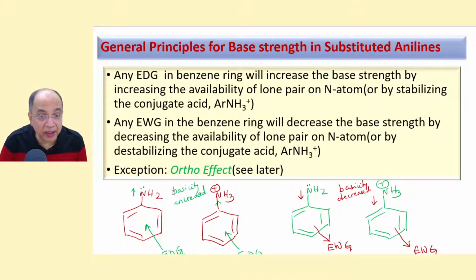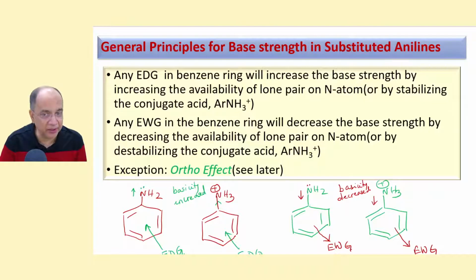On the contrary, in aniline, the basic nature of the amino group will be enhanced by an EDG, electron donating group. If there is an EDG, the general principle says that the pushing of electrons will make the lone pair more available to the outside world, that means to accept a proton, so the basicity will be more. You can also explain the same thing by saying that the conjugate acid, the anilinium ion, is more stabilized by any EDG, either by plus I or plus M effect.